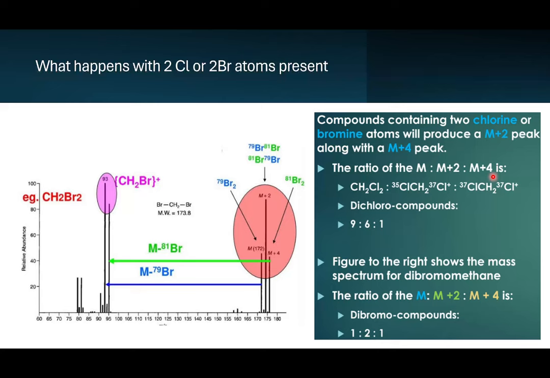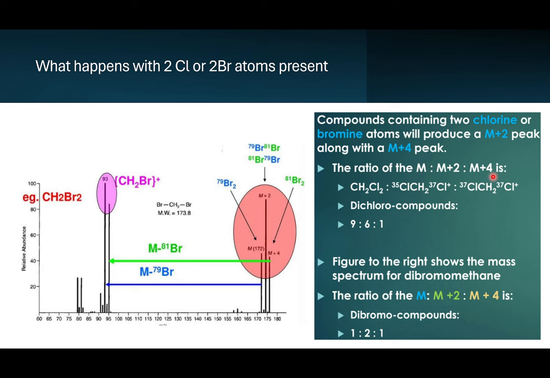What happens with two chlorine atoms or two bromine atoms? What happens if two are present? If there are two chlorine atoms present, we're gonna have a chlorine M plus peak and a chlorine M plus 2 peak. We're gonna have a bromine M plus peak and a bromine M plus 2 peak. So let's see what's happening here. Compounds containing two chlorine or two bromine atoms, which are usually our molecular bromine and molecular chlorine, will produce M plus 2 peaks along with an M plus 4 peak.